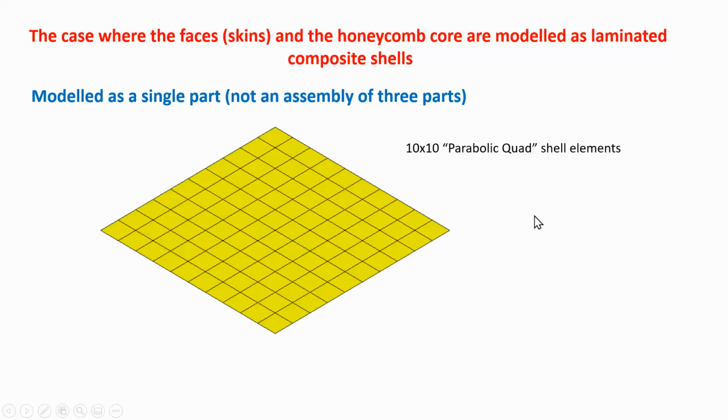Now, when I model, there's nothing fancy about this thing. It's just going to be a plane, or a plate like that, and I'm going to model it with quadratic elements, parabolic quad elements, 10 by 10, as shown here.